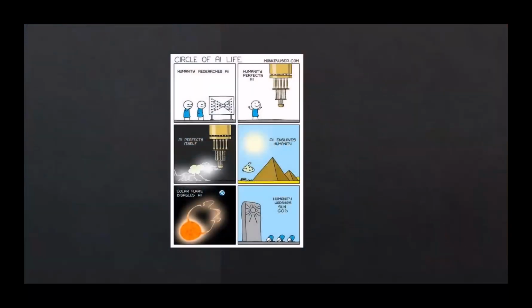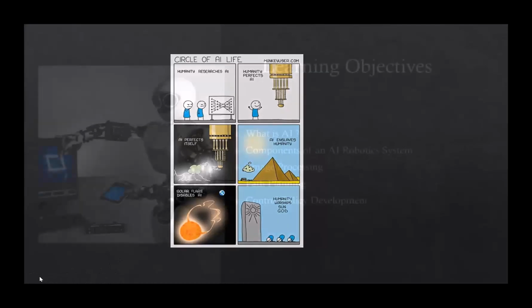I always like to begin my lectures with a little comic, and this one is pretty funny to me. It is called The Circle of AI Life. In this panel, humanity researches AI, then humanity perfects AI, then AI perfects itself, then AI enslaves humanity. Hopefully that won't happen. But then a solar flare disables AI, and humanity goes back to the way we were thousands of years ago and we worship the sun god. And I think we just repeat the cycle over and over again. The only reason I chose this is because it was funny and it talked about artificial intelligence, and I figured that would fit the theme of today's lecture.